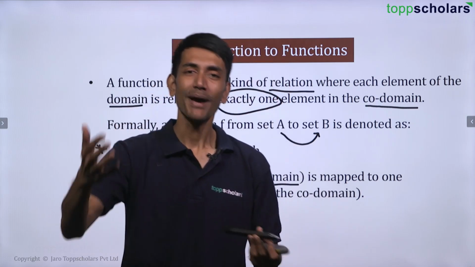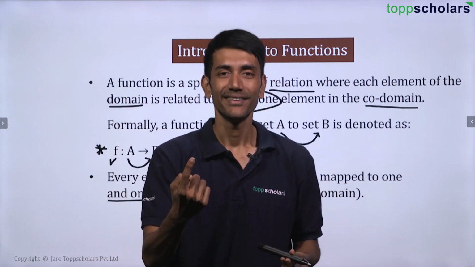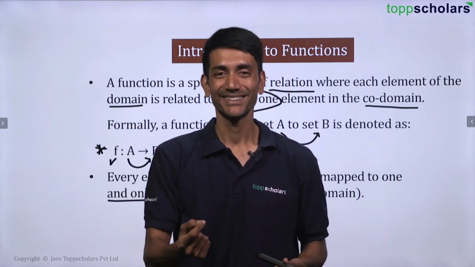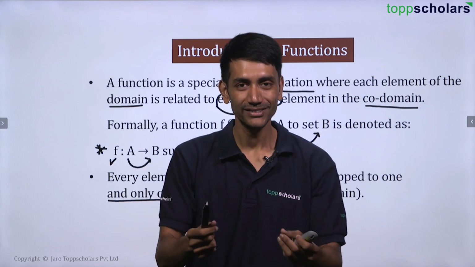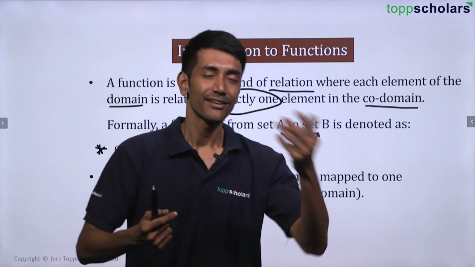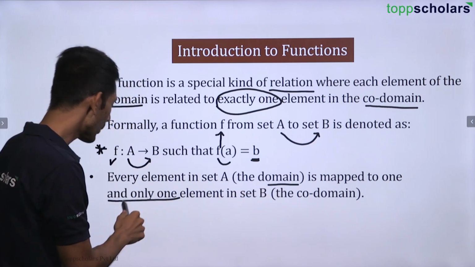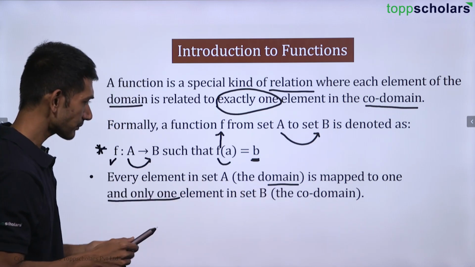But when we talk about marriage, right? It's one husband and one wife, that is the relation. That is a function basically. So yes, in real life we use functions. That's how you can look at things as relations and functions. So every element in set A is mapped to one and only one element in set B.